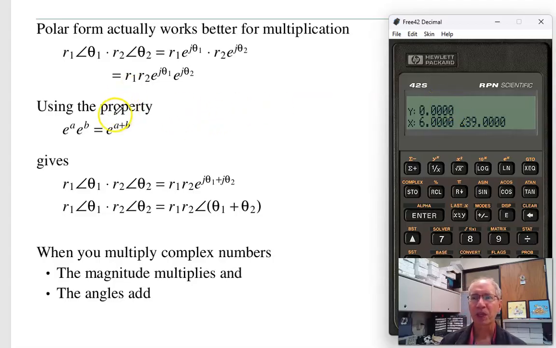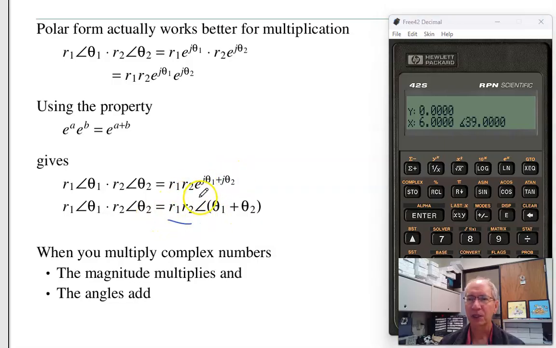What's happening is you have e to the a times e to the b is e to the a plus b. r1 at theta 1 times r2 at theta 2 represents r1 e to the j theta 1 times r2 e to the j theta 2. r1 and r2 multiply. The exponents add. That gives you r1 r2 e to the j theta 1 plus theta 2, which in shorthand notation is r1 r2 at an angle of theta 1 plus theta 2. So in polar form, when you multiply, the amplitudes multiply, angles add.